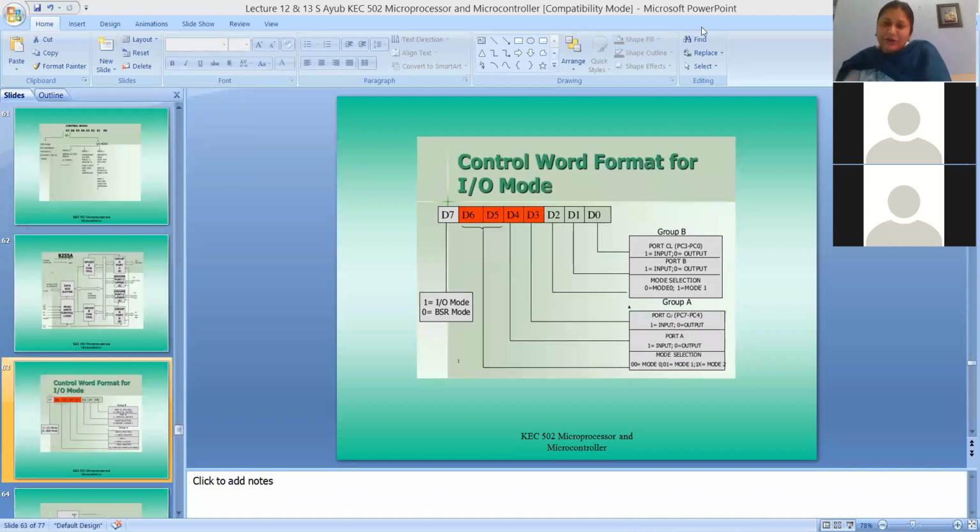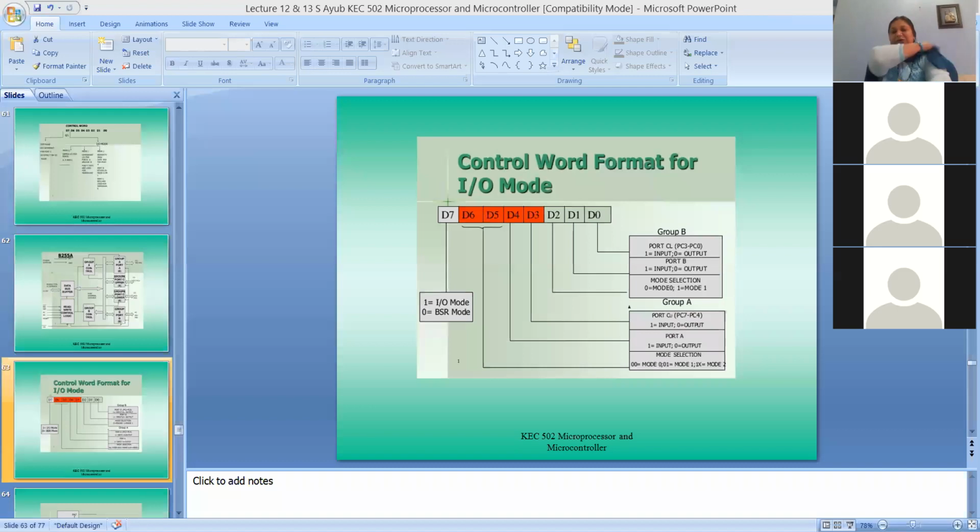Yeah. So we were talking about control word and we were talking about input output modes. Is the slide visible to all? Yes, ma'am. So that control word which we have seen was telling you which mode you are using. Now this is the format of control word for input output mode. D7 bit is already there for input output mode or BSR mode. If you want to access the ports in input output mode, then D7 bit should be 1. Then this is the combination D0, D1 and D2.